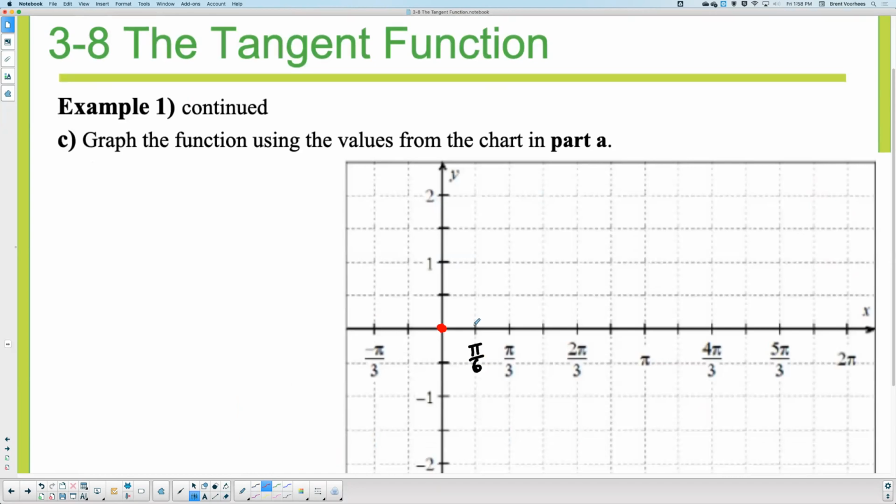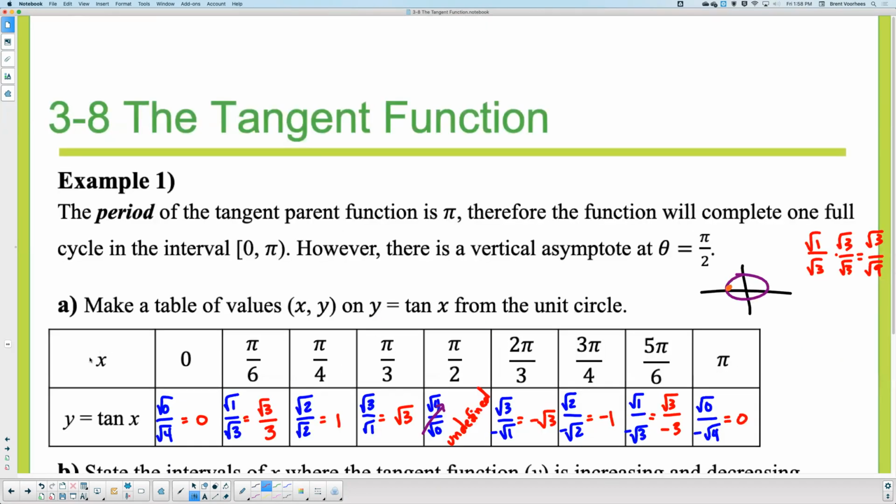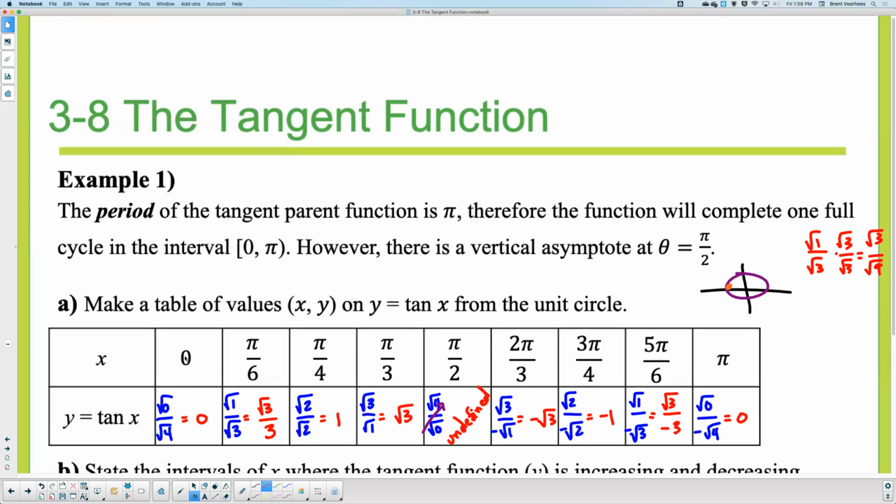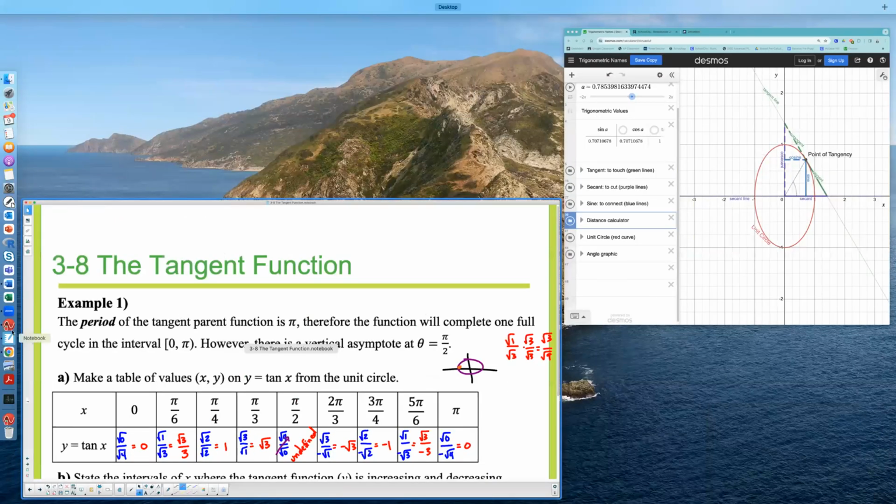Pi over 3. It was pi over 6. That's the x. Look at the table. This is x. This is y. Sorry. So 0, 0. That was my first point. My next one is pi over 6, comma, square root 3 over 3. Let's figure out what that is real fast.